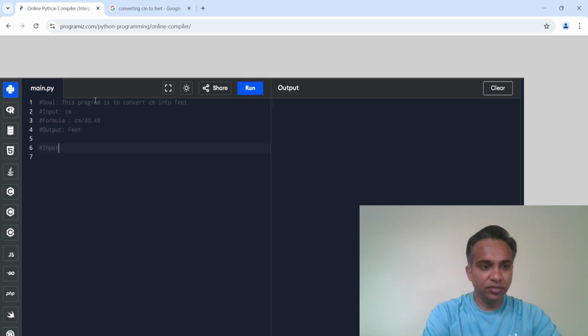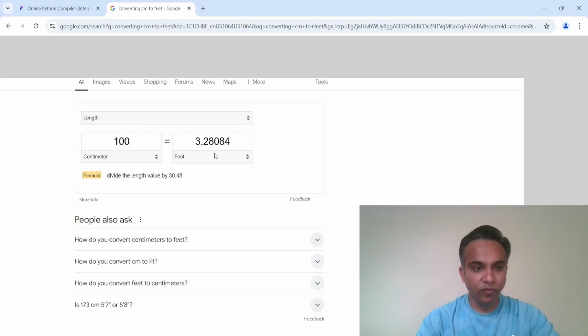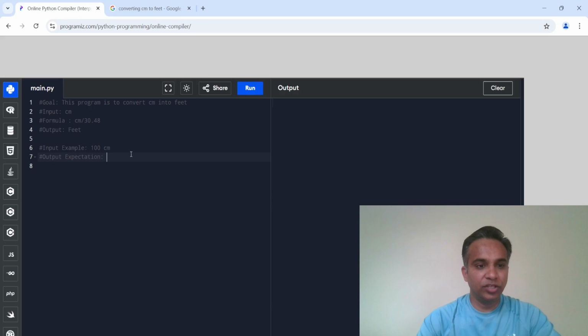Input example. Let's say we enter 100 centimeter. What would be the output? Expectation is going to be 100 is 3.2 feet.